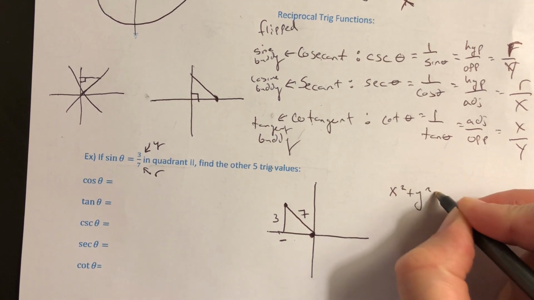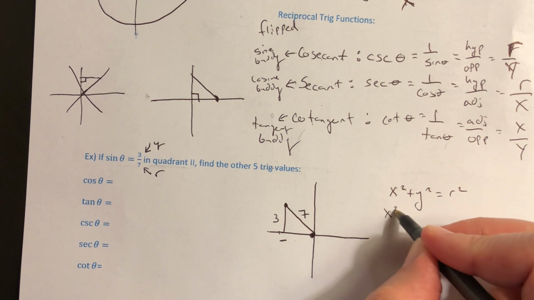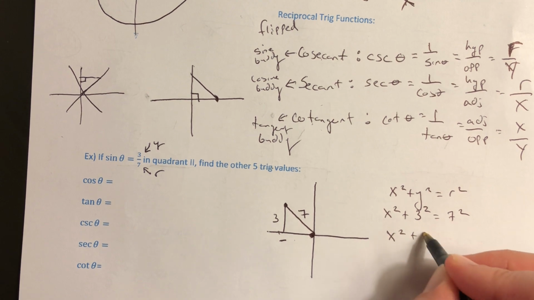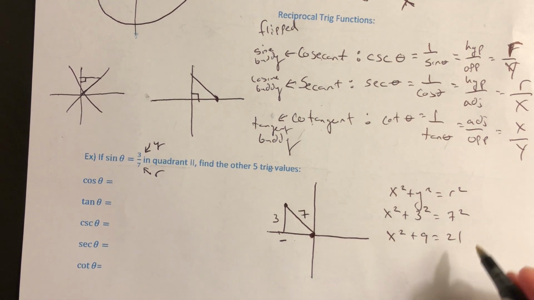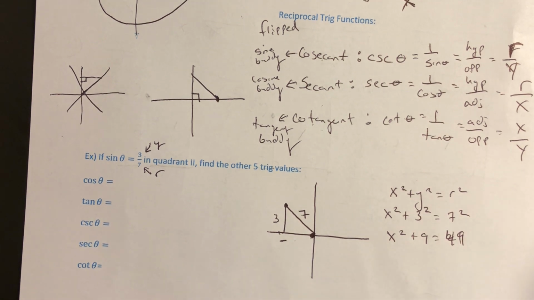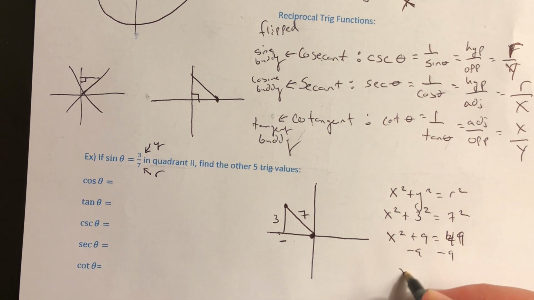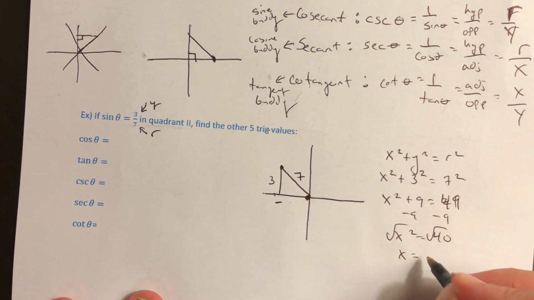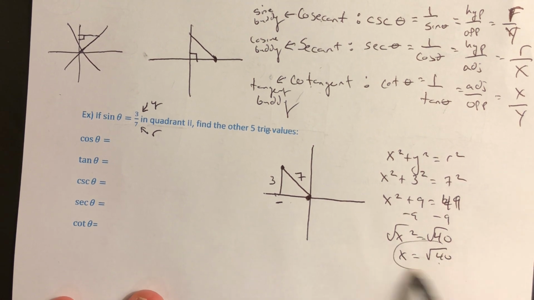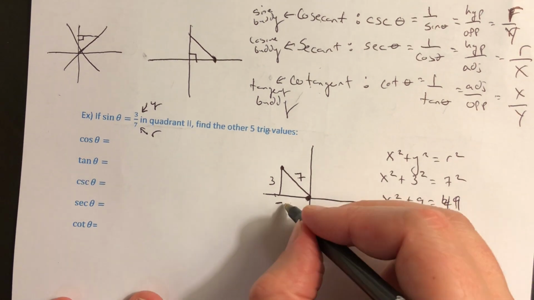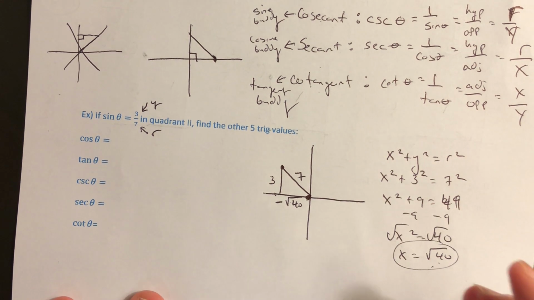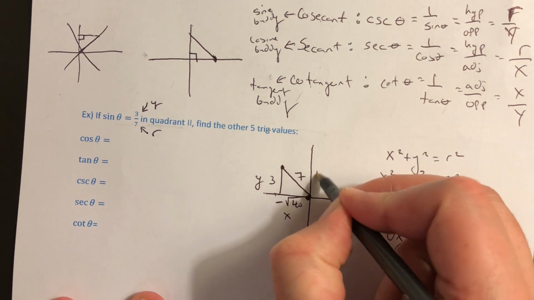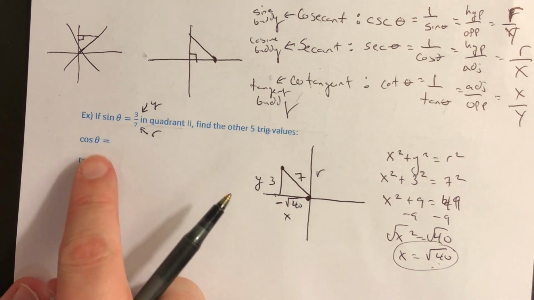x squared plus y squared equals r squared. So x squared plus 9 equals 21. Oh, not 21, 49. Okay, so then I subtract 9 from both sides, and I get x squared equals 40. And then by square rooting, x is the square root of 40. So that's our calculation, but we already said that since we're over here, it's going to be a negative square root of 40. Okay, so now we have all our sides. We have our x coordinate, we have our y coordinate, we have our r, so now we can find all of our ratios.